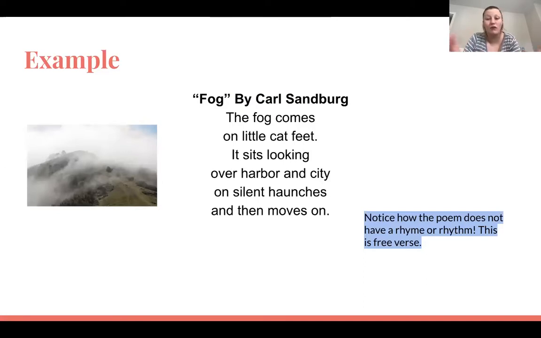Notice how the poem does not rhyme. Notice how there's no specific rhythm to the lines, okay? And there's punctuation, but it's different in every line. So that is a quick example of a free verse poem.